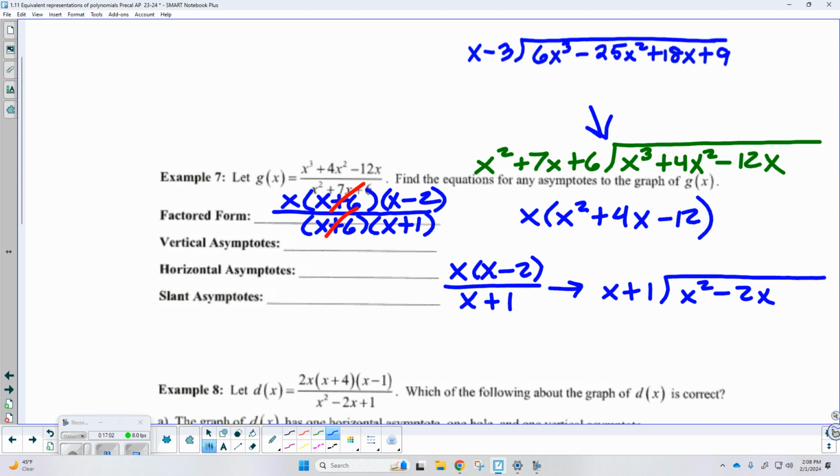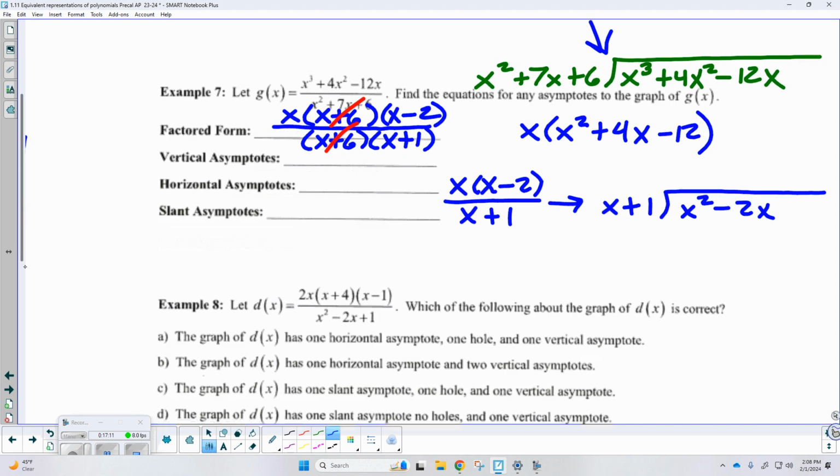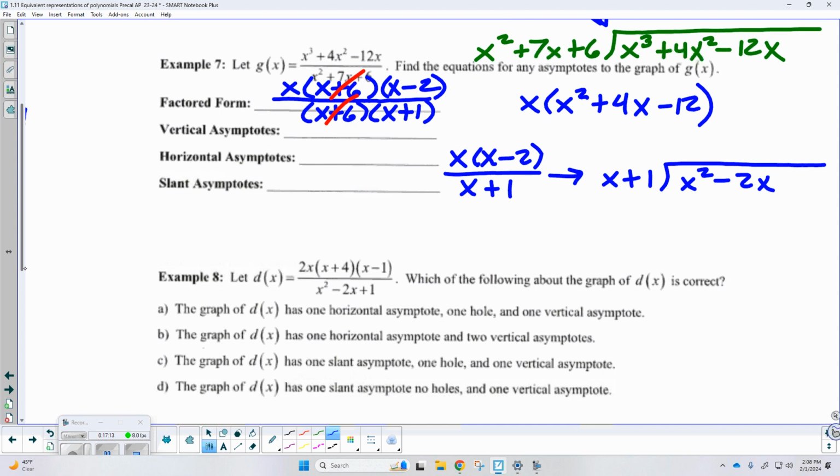Now, unfortunately, we don't have time to go through both of these. If anybody wants to come in, I can walk you through it. But let's go ahead and take care of this bottom one here. X plus 1 times x squared minus 2x. Do you want me to give you an opportunity to try this one on your own? So try this one. Let's see what we can walk away with.